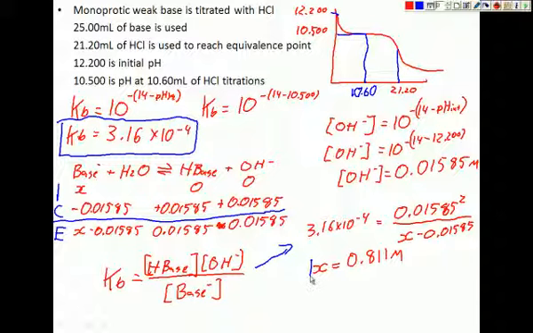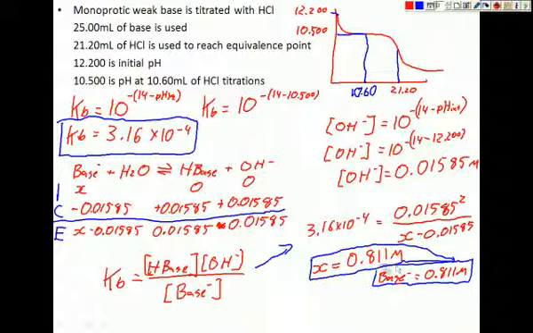Okay, and sorry, and so that's our answer, not the nicest of boxes that I've ever drawn, but whatever. So our base minus is 0.811. I shouldn't say x equals, because that leaves it up for interpretation. I should be writing my monoprotic base is 0.811 molarity.